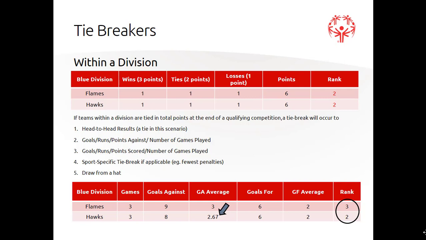Note that in the blue division, the Flames and Hawks were tied for second place. For advancement purposes, we need to break this tie. To do this, we refer to our tie-breaking policies. In the event of a three-way tie, tie-breaking will always restart at step 1 once a team has been eliminated from the tie and there was not a clear winner at that tie-breaking stage. In this case, the tie was broken due to the Hawks having a lower goals against average than the Flames did.